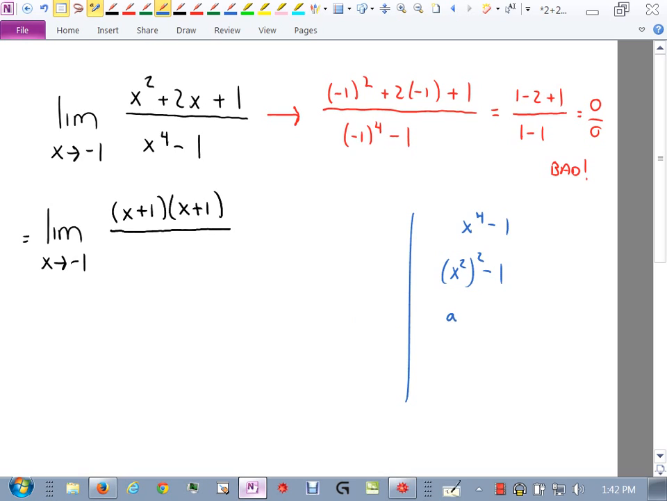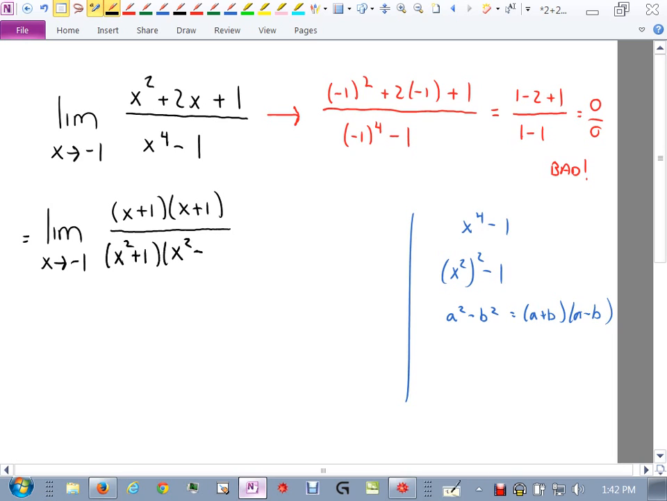So that kind of looks like a squared minus b squared equals a plus b times a minus b, right? That's how we did difference of squares. Except what's a for us? It's x squared, because we have x to the 4th power, so we have x squared squared. Our a is x squared. So it turns into x squared plus 1 times x squared minus 1.